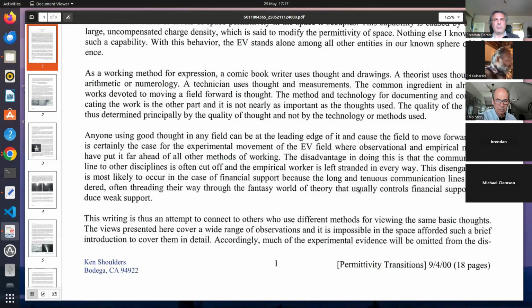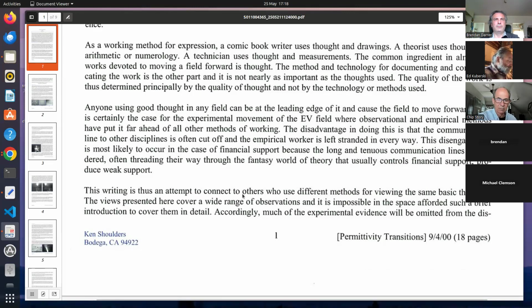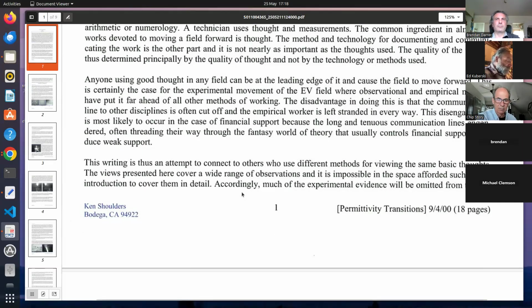The quality of the work is determined principally by the quality of thought and not by the technology or methods used. Anyone using good thought in a field can be at the leading edge of it and cause the field to move forward. This is certainly the case for the experimental movement of EV field, where observational and empirical methods have put it far ahead of all other methods of working. The disadvantage in doing this is that the communication line to the other disciplines is often cut off, and the empirical worker is left stranded in every way.